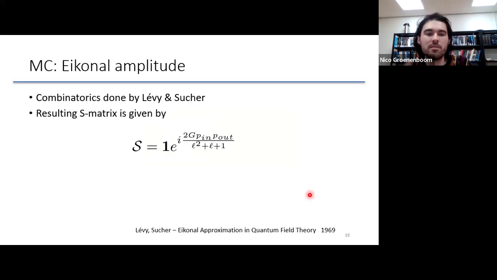Then the combinatorics of this whole problem has been done by Levy and Sucher in 1969, and we can use the way that they did the calculation to write down our S matrix in the minimal coupling, and it's given by this. So the one is the S matrix we would find in the free field theory, where there's no gravitational interaction. And so the S matrix is effectively given by a complex exponent with the gravitational coupling, the momenta, and this L squared plus L plus 1 factor.